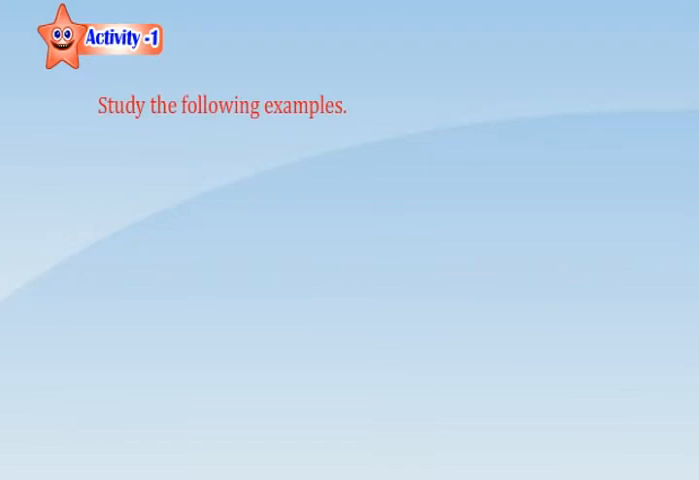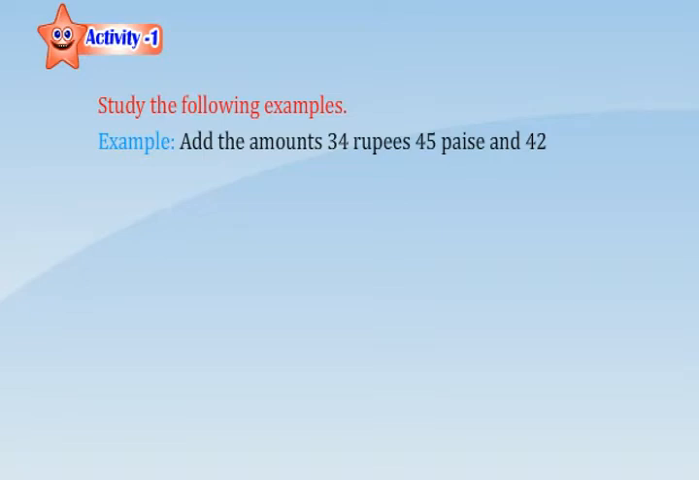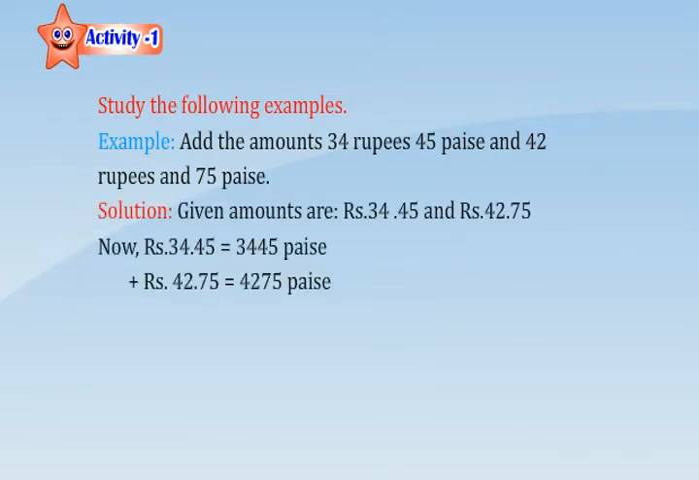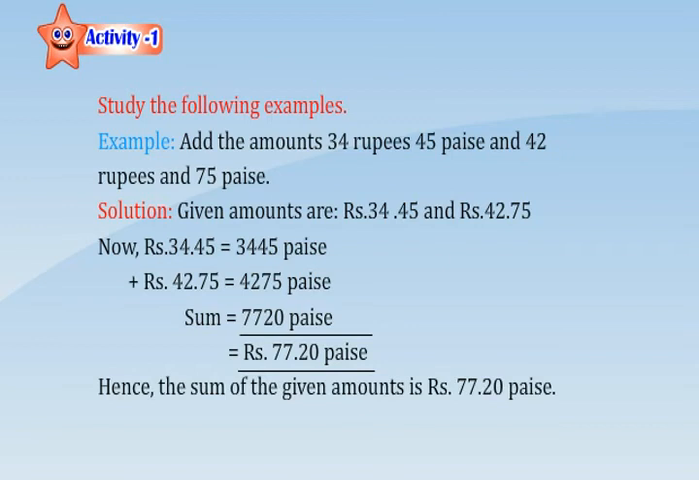Study the following examples. Example: add the amounts 34 rupees 45 paise and 42 rupees 75 paise. Solution: given amounts are ₹34.45 and ₹42.75. Hence, the sum of the given amounts is ₹77.20.